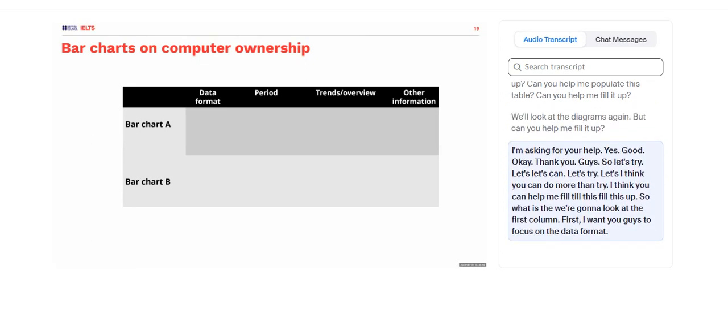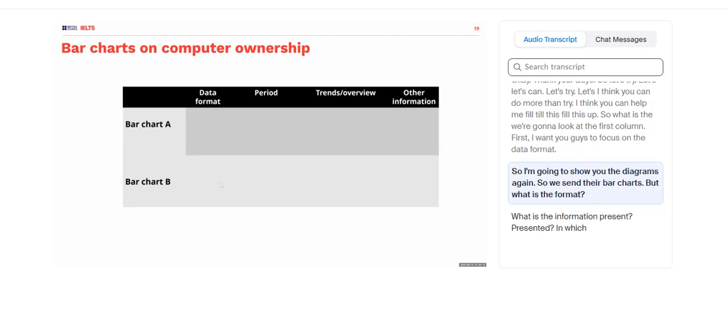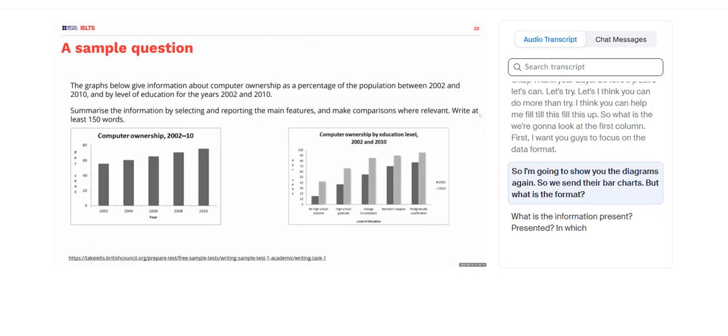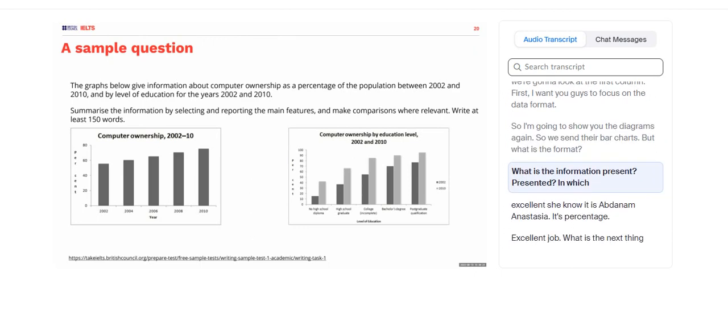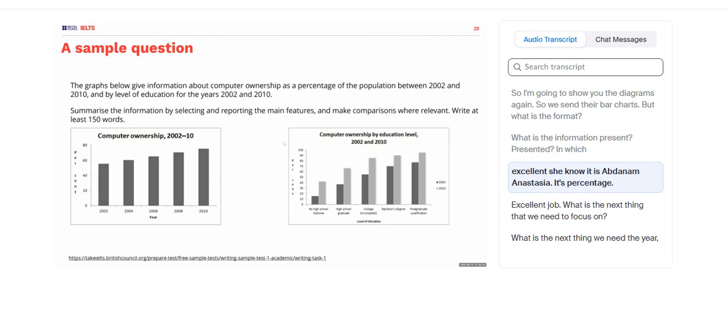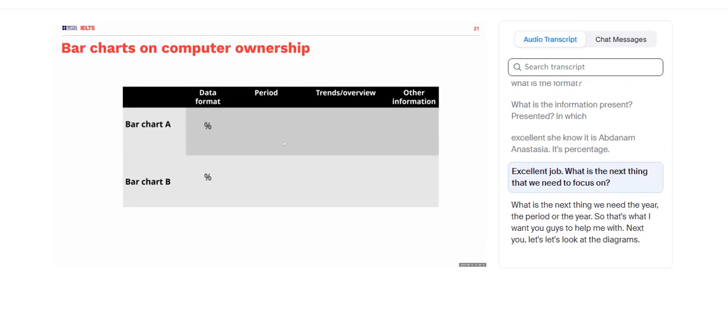I'm asking for your help. Yes, good. Okay. Thank you, guys. So let's try. I think you can do more than try. I think you can help me fill this up. We're going to look at the first column first. I want you guys to focus on the data format. So I'm going to show you the diagrams again. We said they're bar charts, but what is the format? What is the information presented in? Excellent, Shino. It is Abdurrahman, Anastasia. It's percentage. Excellent job. What is the next thing that we need to focus on?